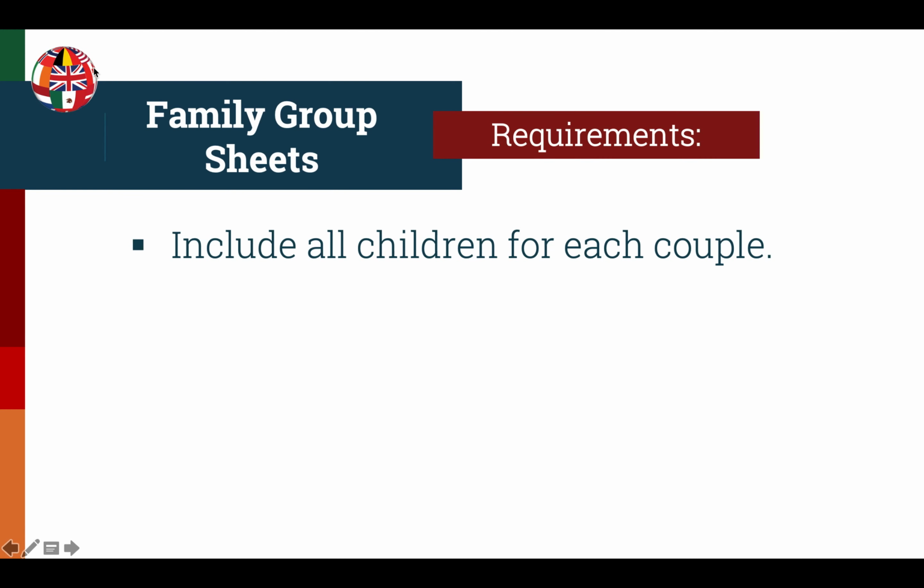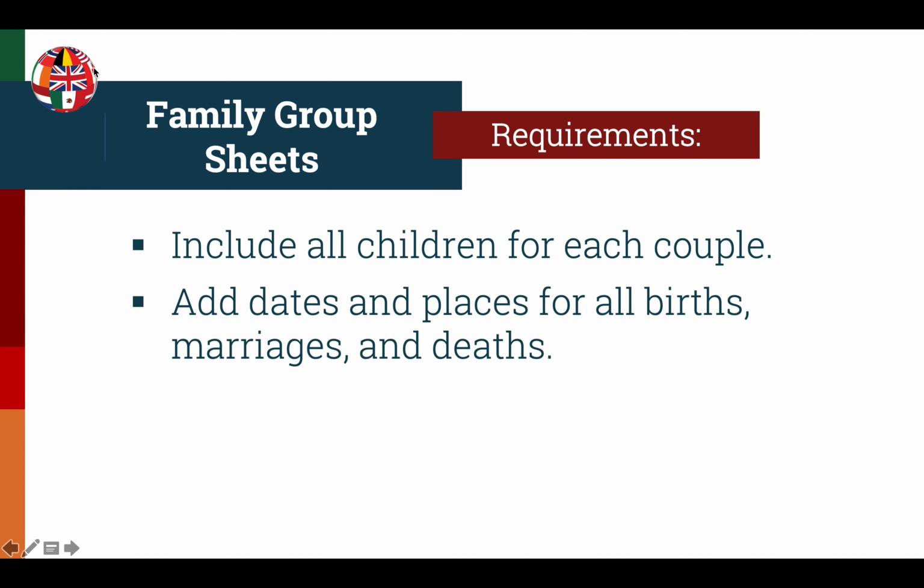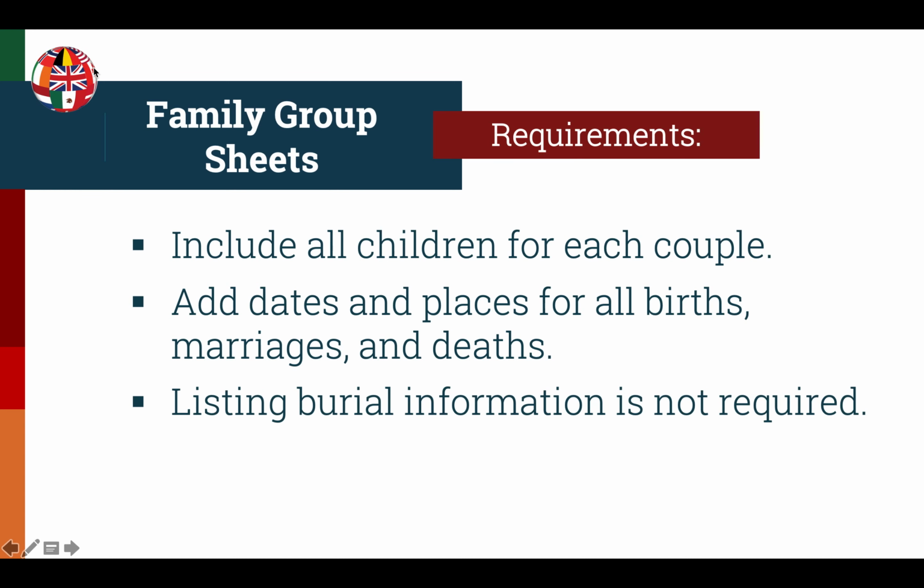Next, be sure to include all the children for the couple on each family group sheet. Add the dates and places for all birth, marriages, and deaths. And as covered in the Pedigree Chart section of this video, dates and places may be approximated. Also, listing burial information on the family group sheet is not required, but may be needed to help prove the death.